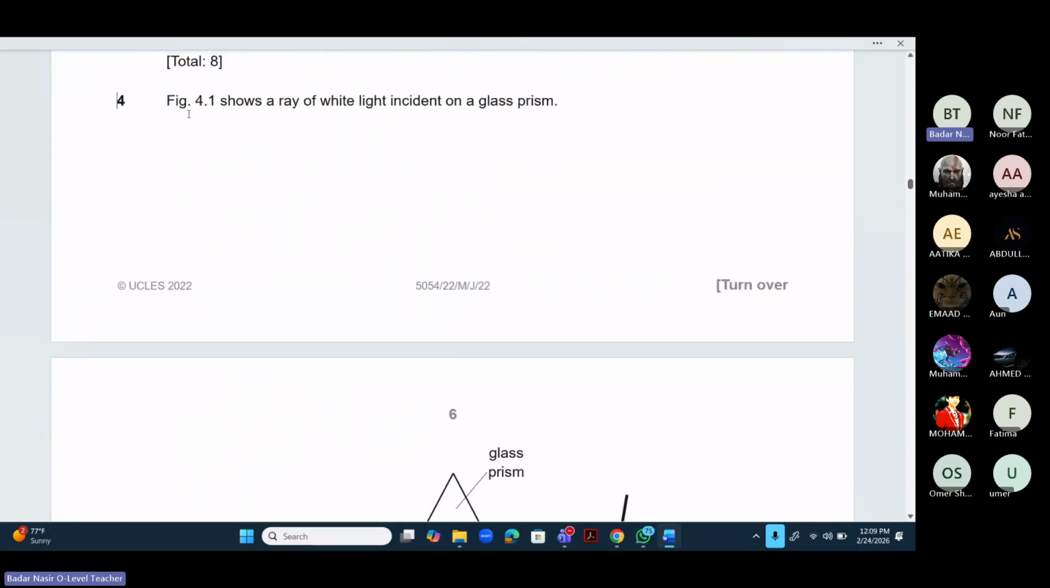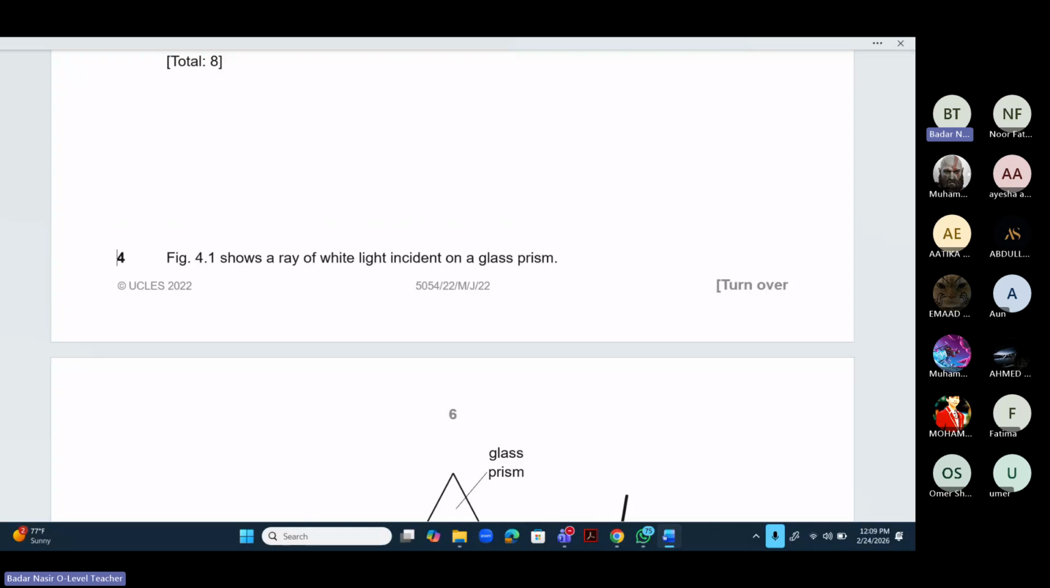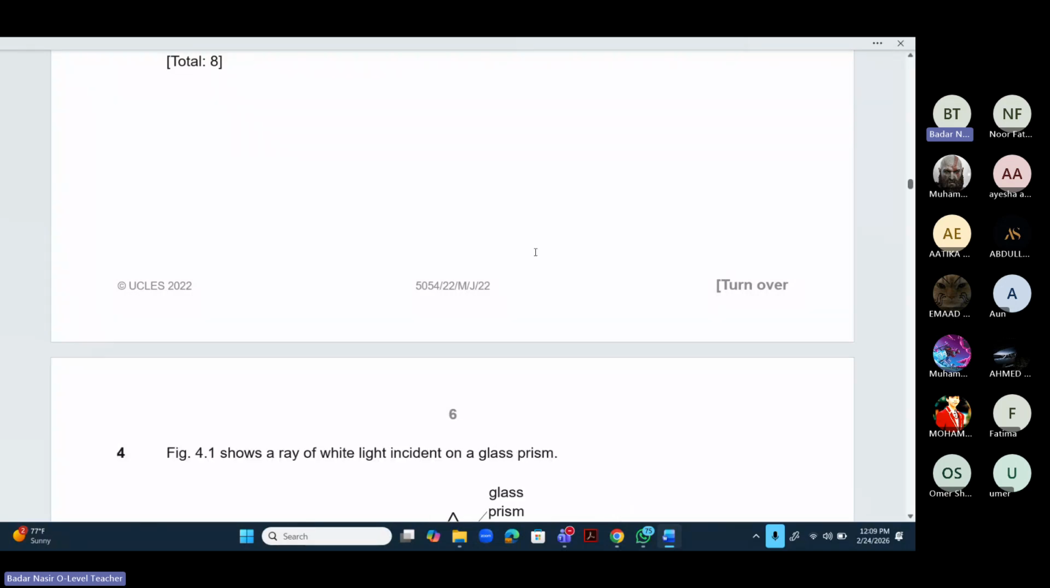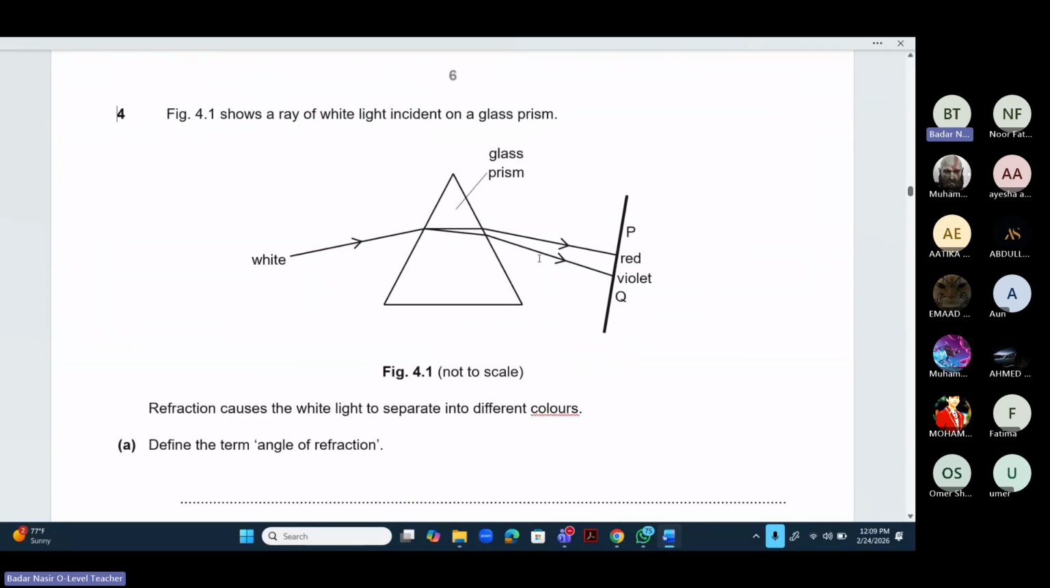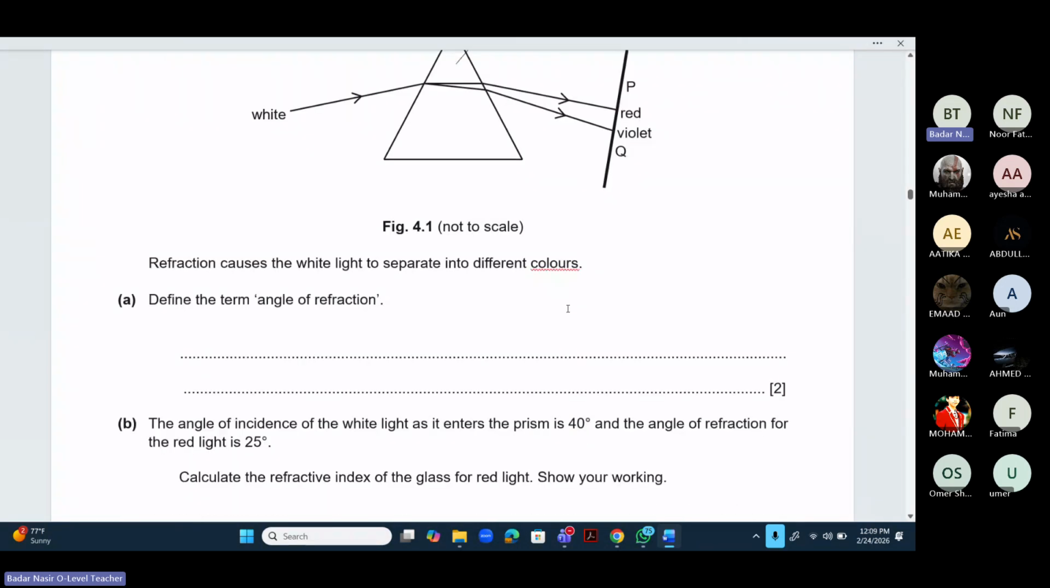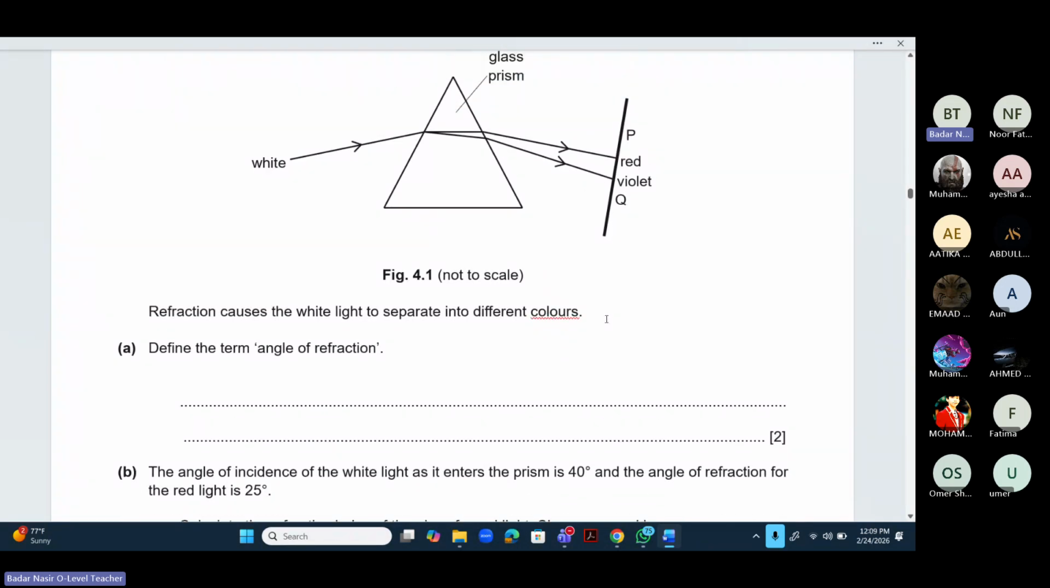Okay. Figure 4.1 shows a ray of white light incident on a glass prism. Refraction causes the white light to separate into different colors. Define the term angle of refraction. ठीक है? So how do we define angle of refraction? So angle of refraction is basically the angle between the refracted ray and the normal line.